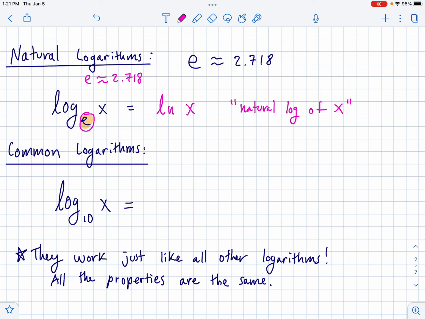Very similarly, there's a thing called a common log, where if you have a log base 10, mathematicians would never write log base 10. You can just write log on its own. If you write log on its own, it's implied that the base is 10. So this is the common log.